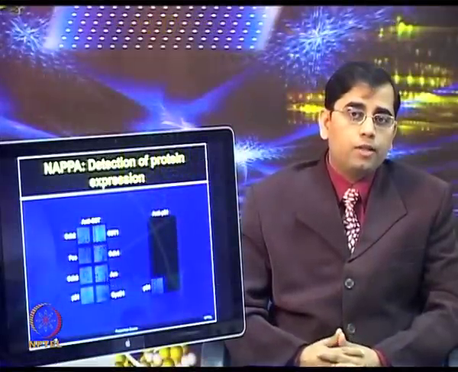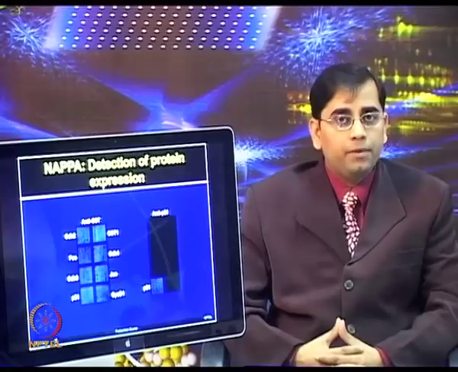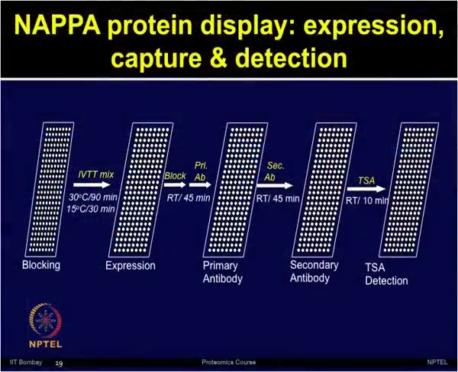So, this shows that proteins are expressed and specific proteins can be detected. Now, the NAPPA method is very simple and it is similar to the Western blot assays. The very first step, once you have printed these chips, is blocking, so that all the surface which does not contain the spot can be blocked by using BSA or milk in PBS.